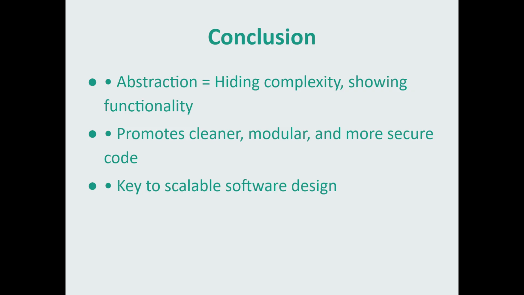To wrap it up, abstraction is all about hiding complexity and exposing only the essential parts. It helps make code cleaner, easier to manage, and more secure. It's one of the most powerful tools in OOP, and it's everywhere, from small programs to huge software systems.